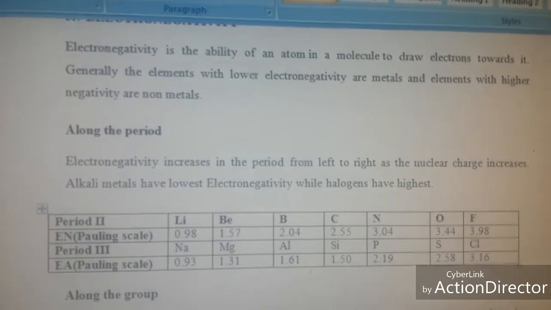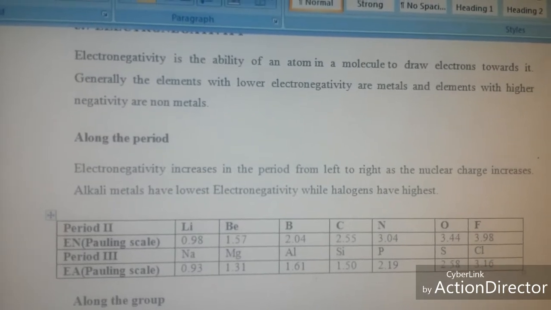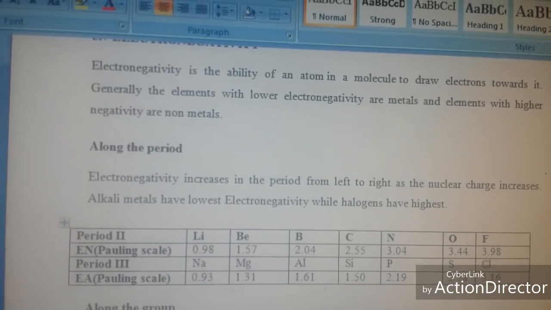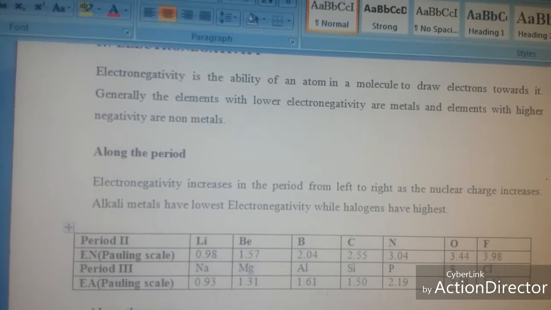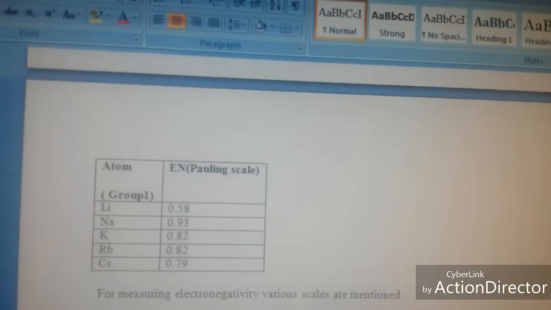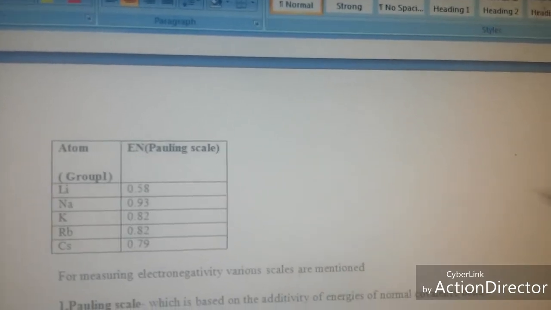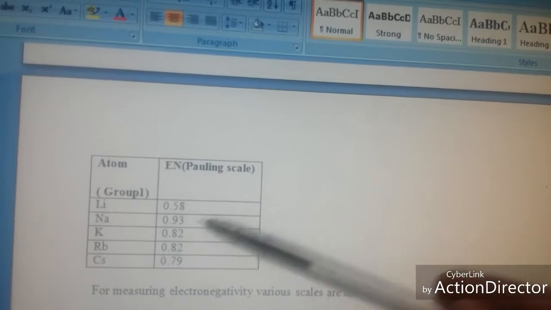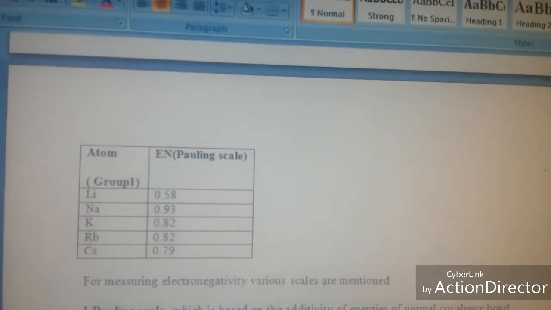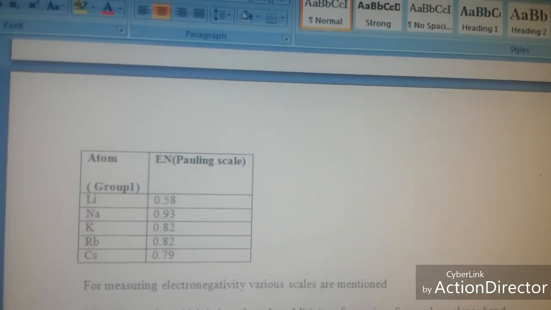Now along the group, if you see, the electronegativity decreases, because the increased number of energy levels puts the outer electron far away from the pull of the nucleus. So for group 1, I have taken the example. So it is following the trend.